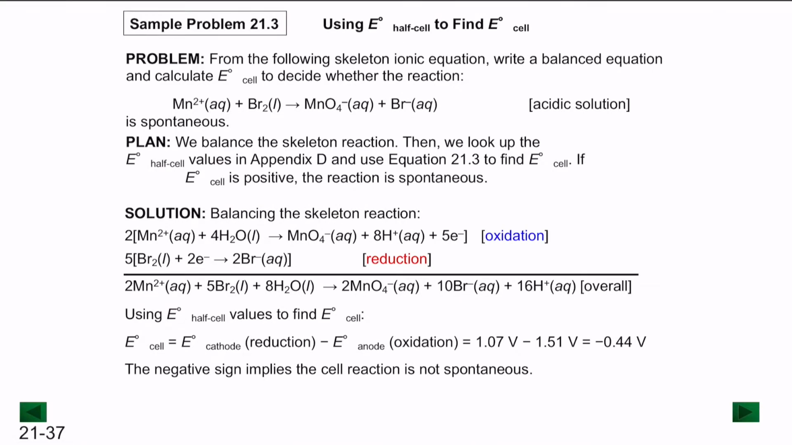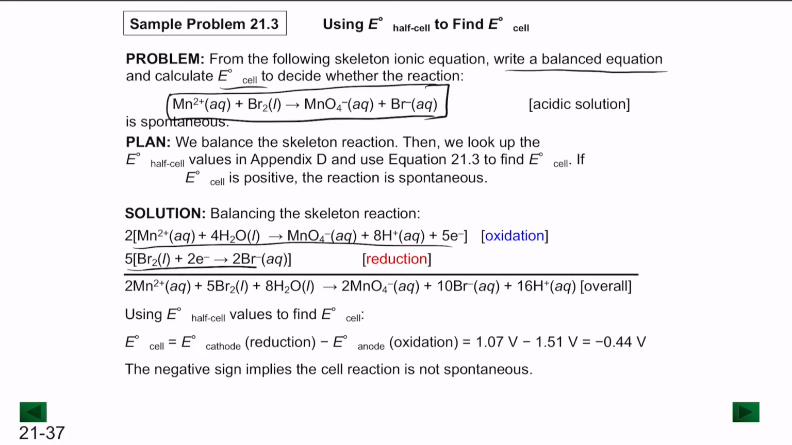They have given us a skeleton equation. First, they're asking us to write a balanced equation and then calculate the E of the cell. So you already know the method to do that. Make sure to split it into two halves, balance the equation using the method, and try to write down the equation. So this is the balanced equation that you'll be left with. Now, this is the overall balanced equation.